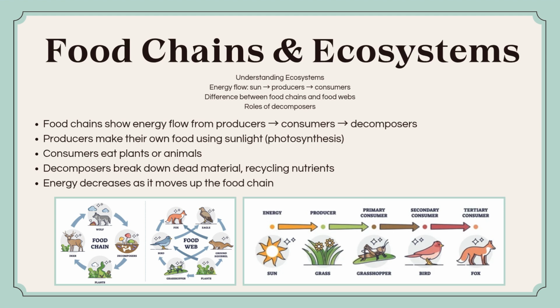But in a real ecosystem, animals eat many things, so we get a food web. We get food chains when only one cycle occurs, but when everything eats everything, it's called a web. It's a more complex network of interconnected food chains. So a food web is lots of food chains mixed together.